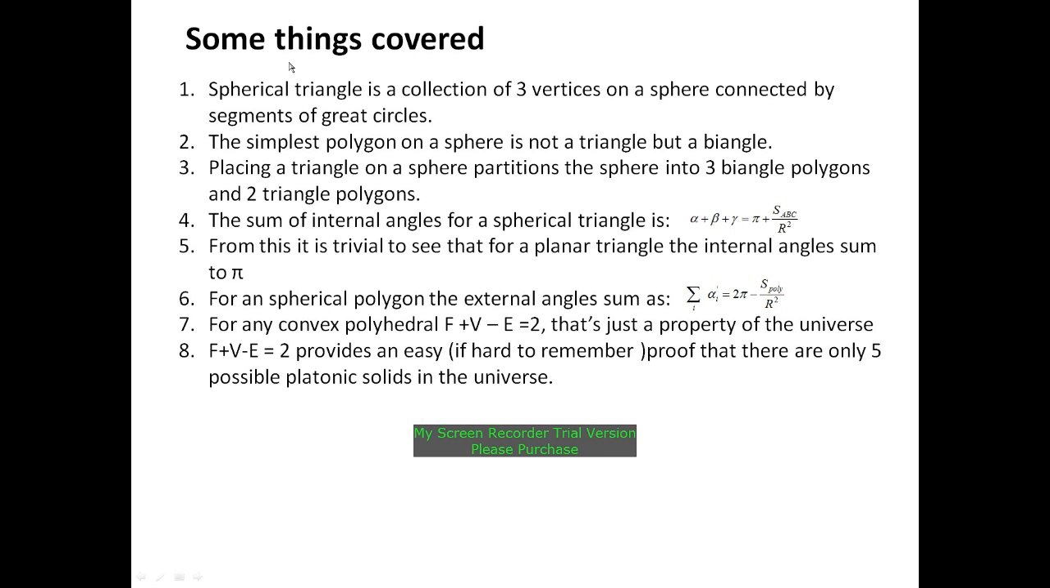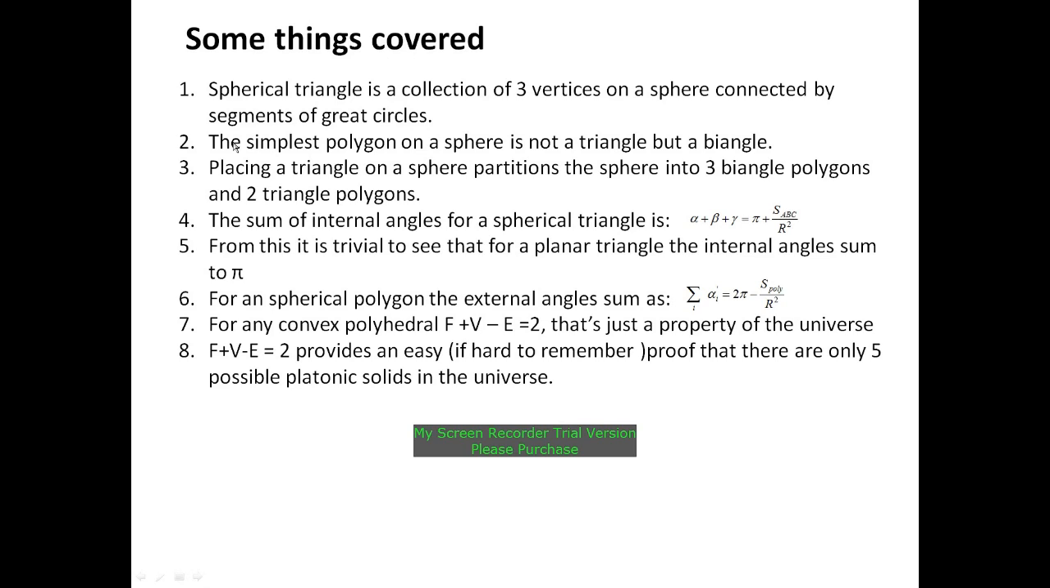Okay, some things covered in this presentation. A spherical triangle is a collection of 3 vertices on a sphere connected by segments of a great circle. Segments of a great circle are simply the shortest distance between 2 points. So that's the natural analogy with a straight line on a plane.